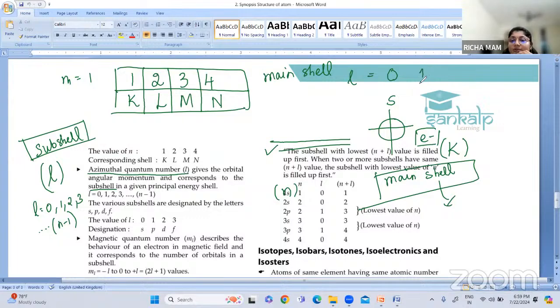Then azimuthal quantum number 1 is p. What is the shape of the p orbital? Does anybody know what the shape of the p orbital is?